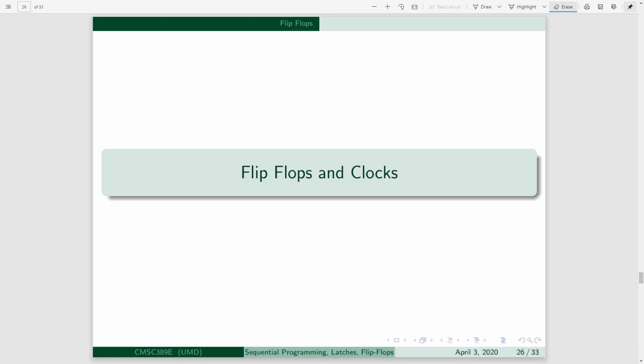Okay, so we'll save flip-flops and clocks for next time. I guess the key here was understanding latches. And I think if our schedule permits, we can just throw in some more.